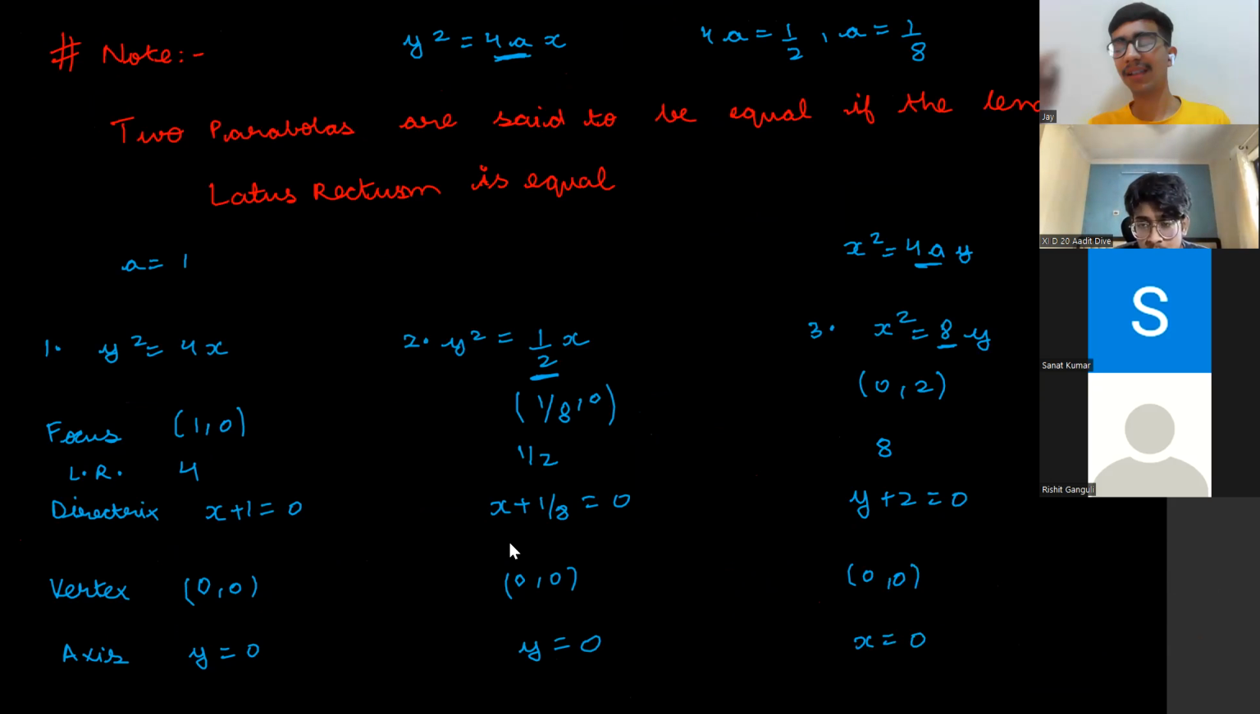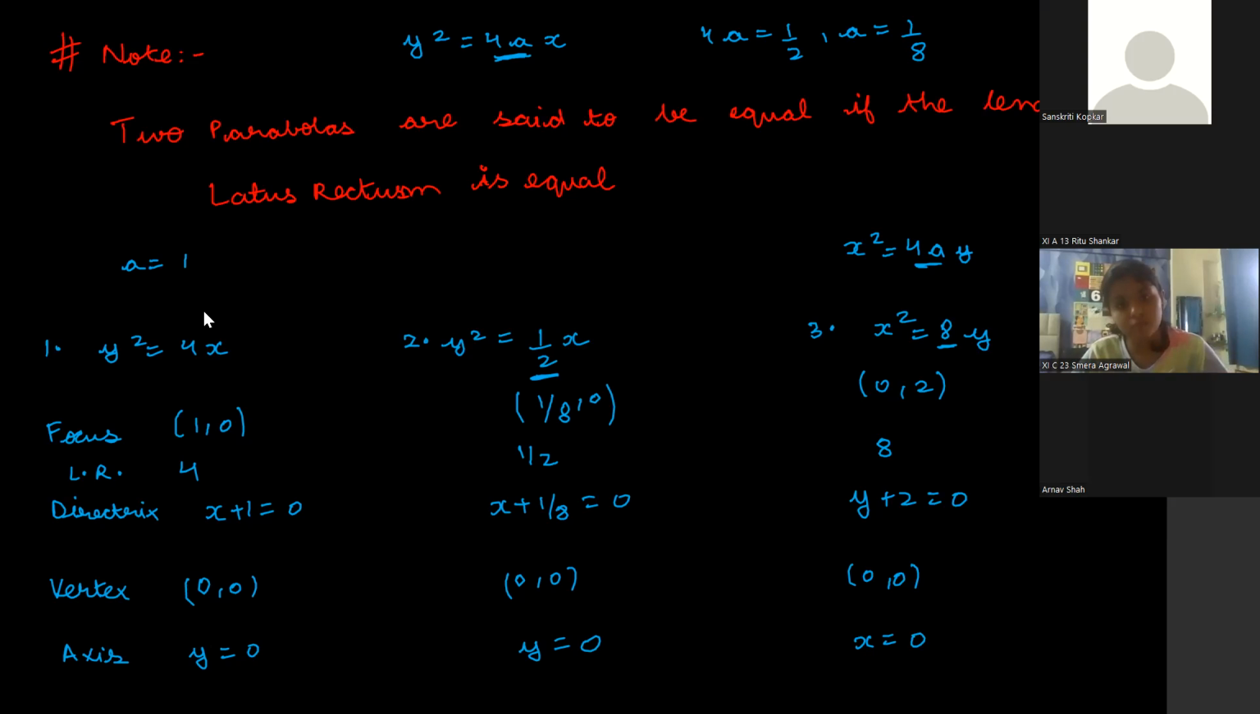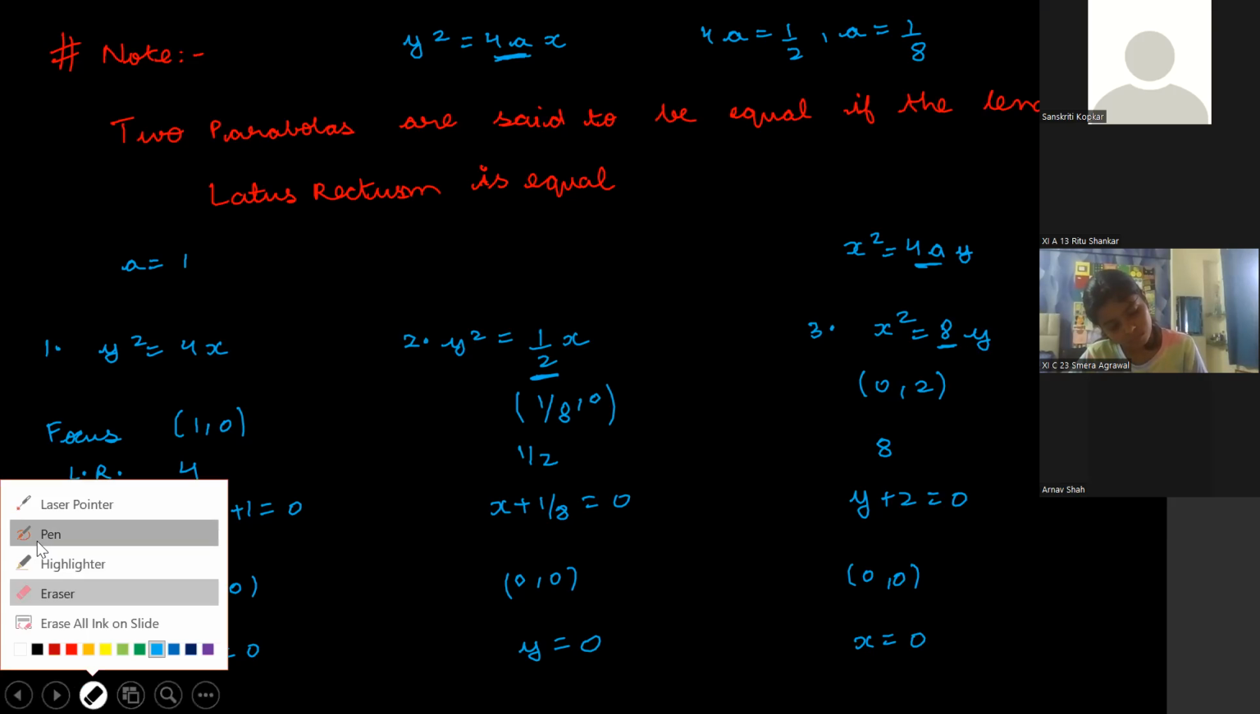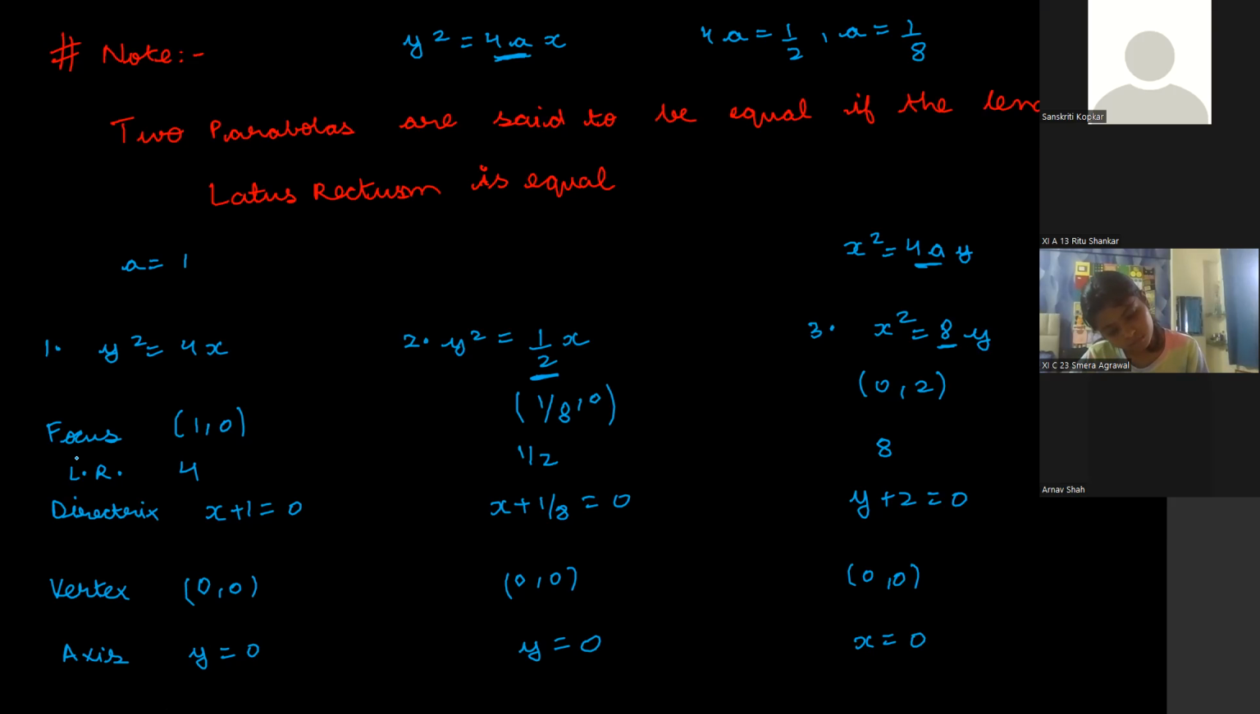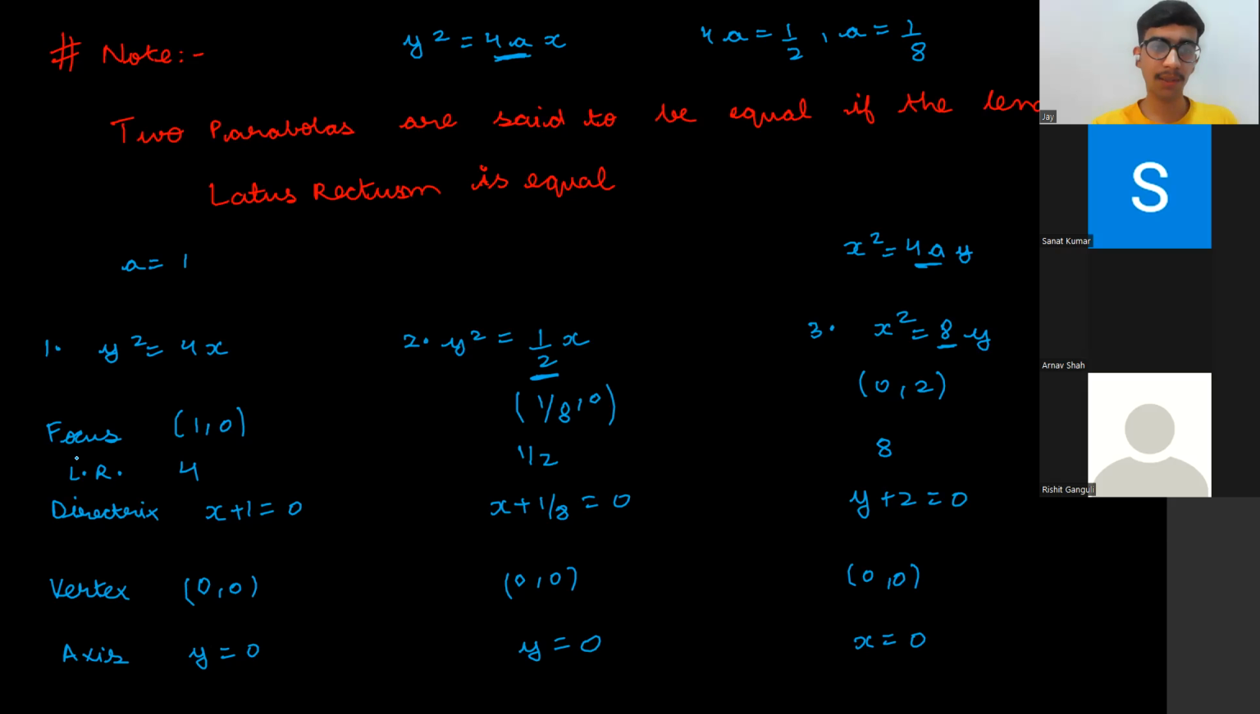Okay, Sanskriti, calculate all of these things for x square is equal to minus 1 by 3y. Okay, Arnav, you tell me what is the focus for this parabola? Yes, sir. Sir, you did write minus 1 by 3y, right? Minus is there. Yeah, x square is equal to minus 1 by 3y.